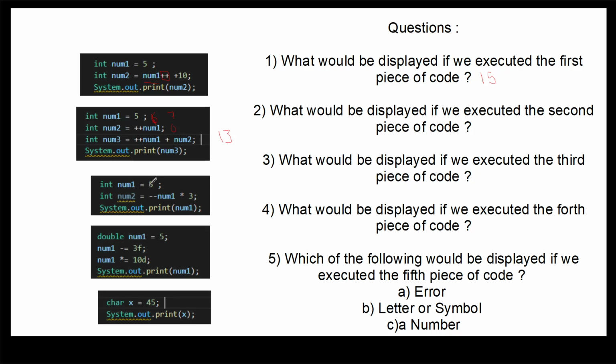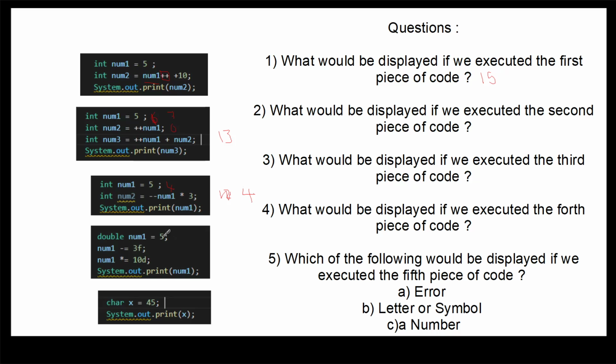Next one, again we're having 5, so this is pre-assignment, so number 1 will be 4, and so we're saying 4 times 3, that's 12, so the output will be 12. No, because what we're doing is outputting number 1, not number 2, so you have to be careful of that. So again, that output will be 4.